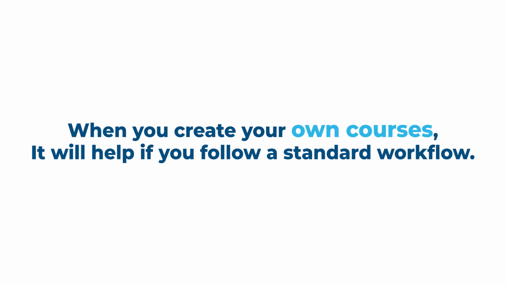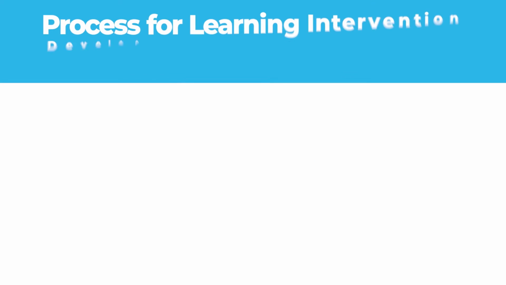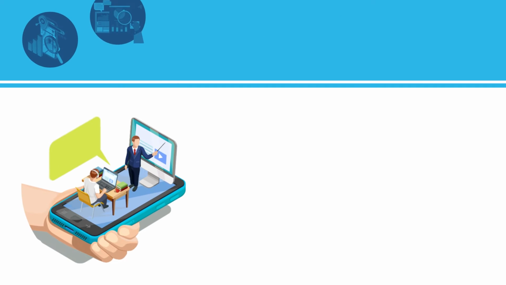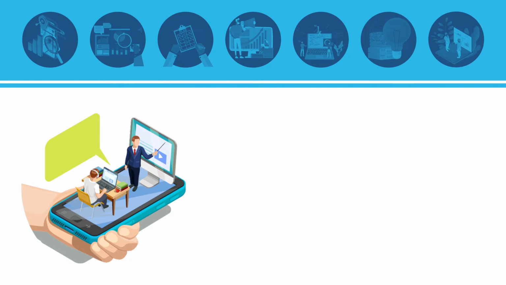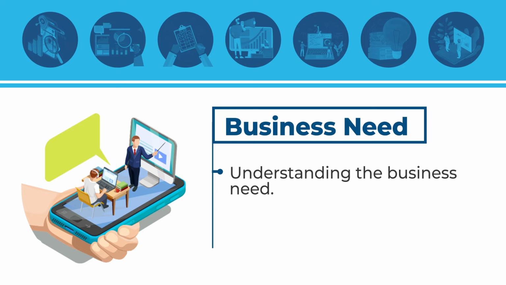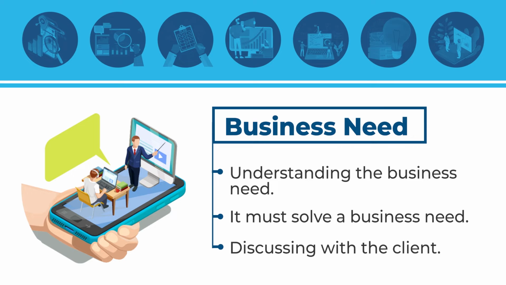When you create your own courses, it will help if you follow a standard workflow. There is a well-defined process for creating any kind of learning. Let us understand it by breaking down the process of a typical e-learning development. The initial step is understanding the business need. When a learning intervention like e-learning is deployed and is deemed successful, it must solve a business need. This final business need is established as the starting point by discussing with the client.